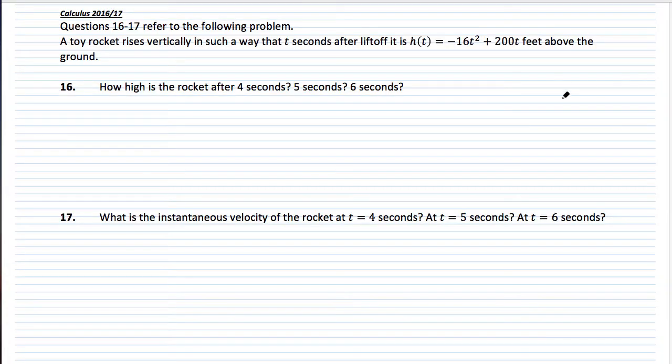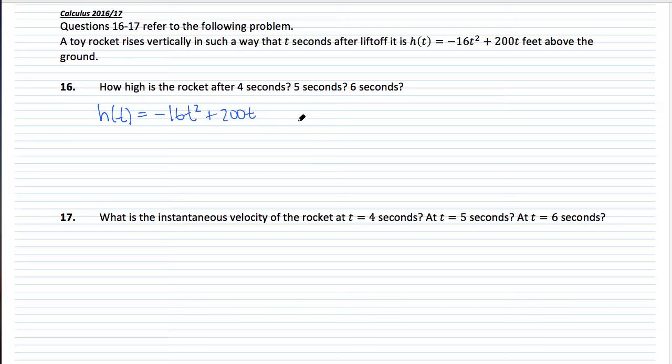For numbers 16 and 17, we have a toy rocket that is rising vertically in such a way that h of t, the height, is given as this function here. So how high is the rocket after 4, 5, and 6 seconds? So what we can do is take h of t equal to negative 16t squared plus 200t.